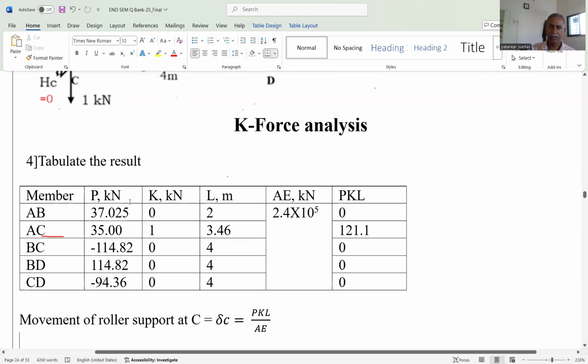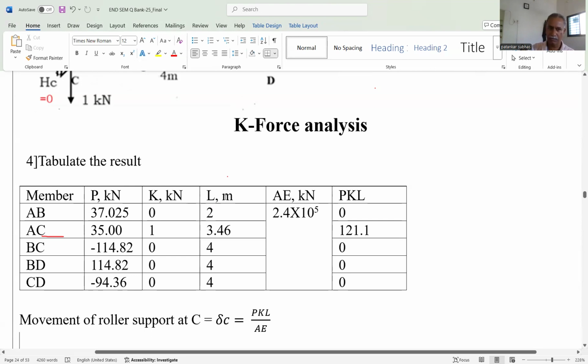Okay, and T force analysis, that is step number 2. We can write down compressive is minus and tensile is plus. That's why 37.025 tensile, AB member is tensile, that's why positive. 35 again tensile positive, but BC member is compressive, that's why I have written minus 114.82. Similarly, BD is again tensile and CD is compressive. Then K force analysis, we know that only one force is there, that is force in member AC, that is 1 kilonewton, and the force in the rest of the members is 0.